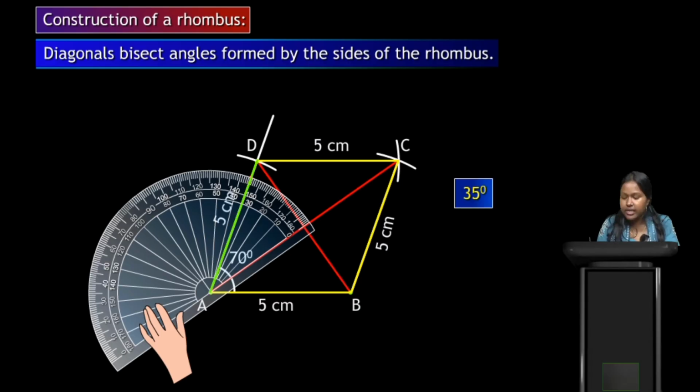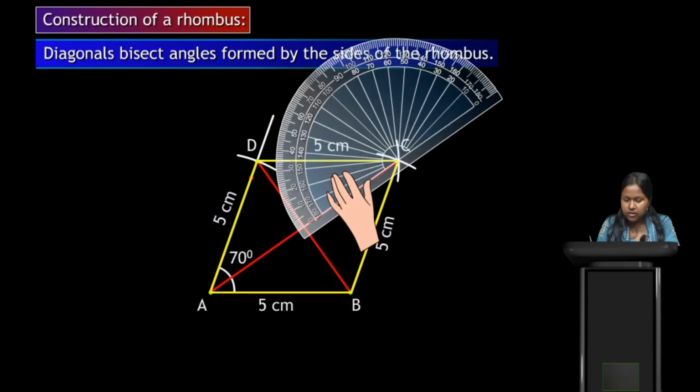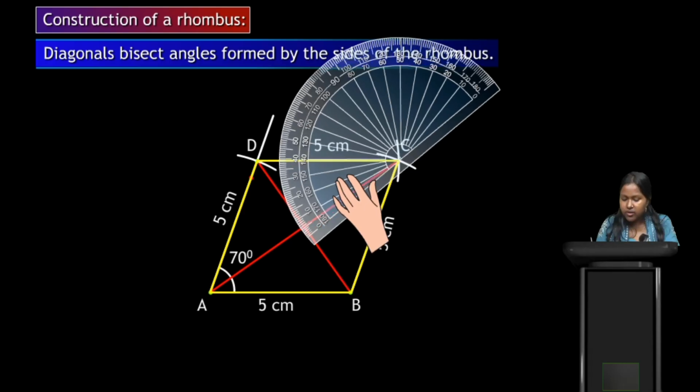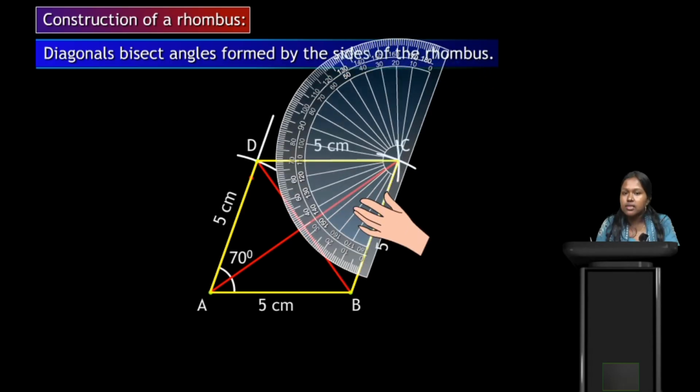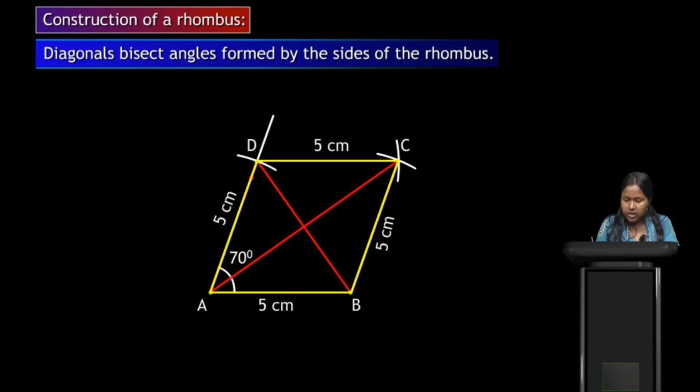Okay. So if you place the protractor, you can easily check this one. Now you can check for another corner also. You place your protractor at C and experiment the same thing again. Again you will get the same result. You see 35 degrees you are getting, and this side angle also 35 degrees you are getting. That means we can conclude that diagonals bisect the angles formed, right?